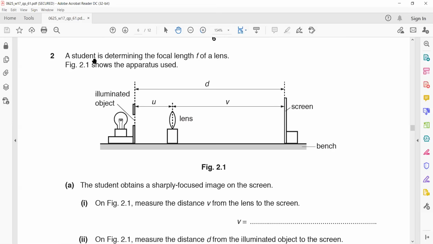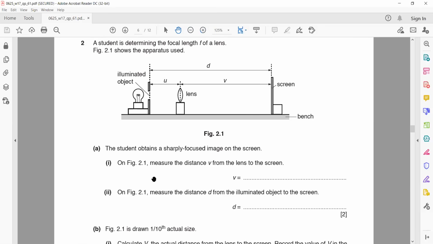Next question. A student is determining the focal length of a lens. Figure 2.1 shows the apparatus used. The student obtained a sharply focused image on the screen. On figure 2.1, measure the value V from lens to the screen. Because this is not a hard copy, the measurement will not be correct, but you will just place a ruler next to this and measure the value of V. I'll just take an approximation.